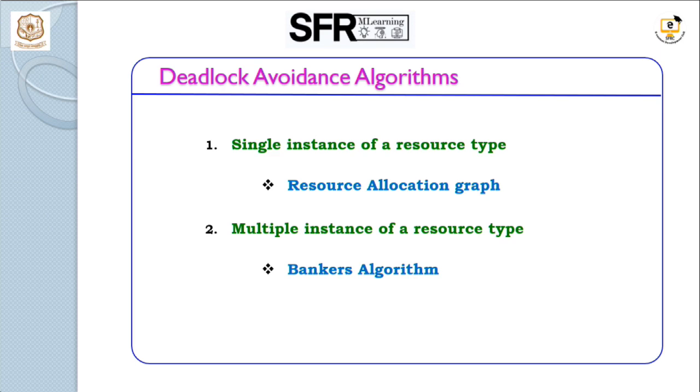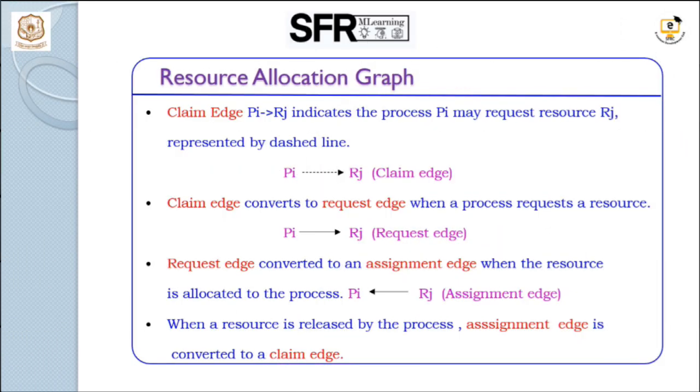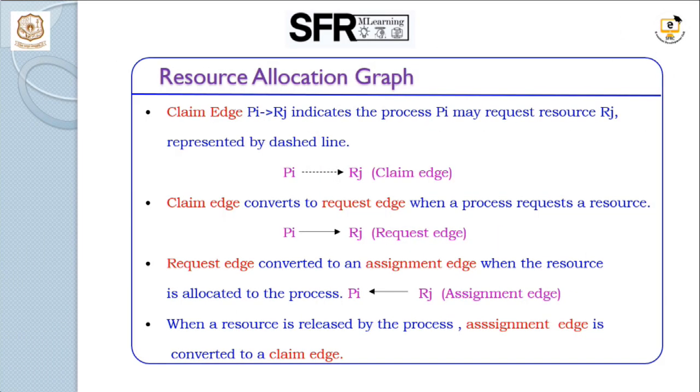Now, moving on to the resource allocation graph. While considering the resource allocation graph, we need to discuss some edges. First, the claim edge. A claim edge means a process may request a resource in the future. So process P1 may request resource R1 in future. It is represented using a dotted or dashed line, Pi dotted arrow Rj, which is the claim edge.